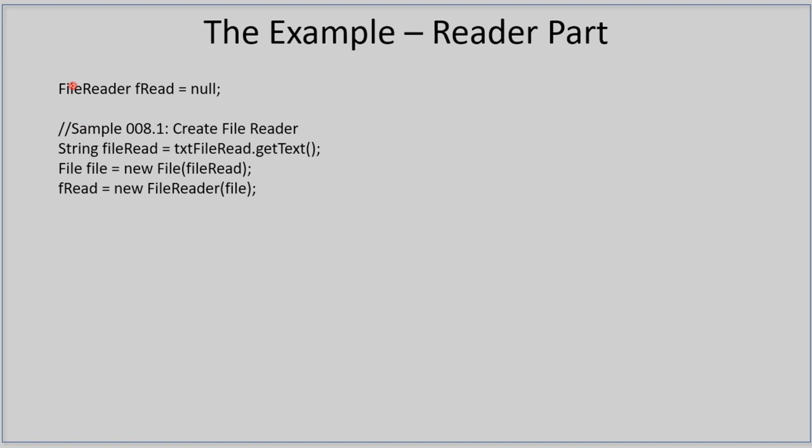So here is the reader part. First we will declare a FileReader object. Then if you see here, string txt file read, we have only one text field, and from there we are getting the path to our file. So this is actually a path to the file. After that, we construct a file object using this string. Then to the file reader, we specify this file.